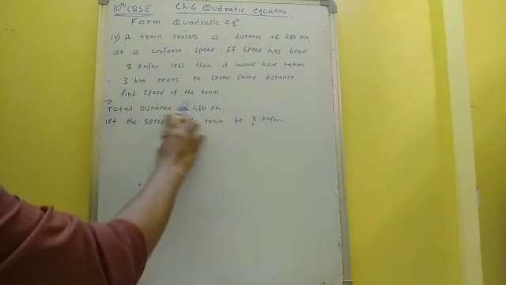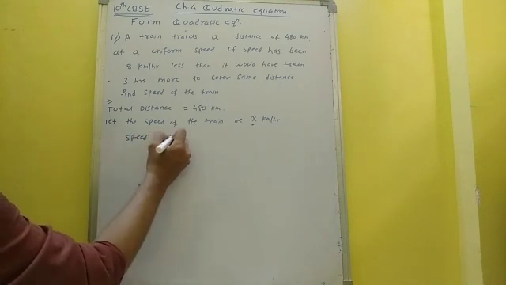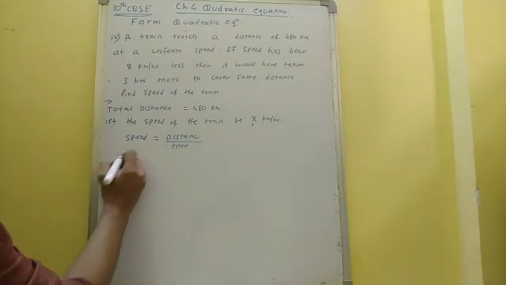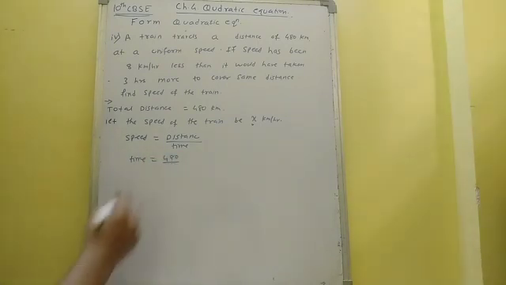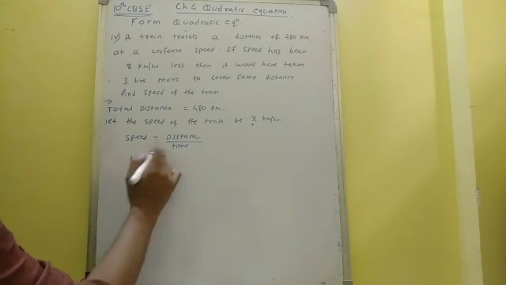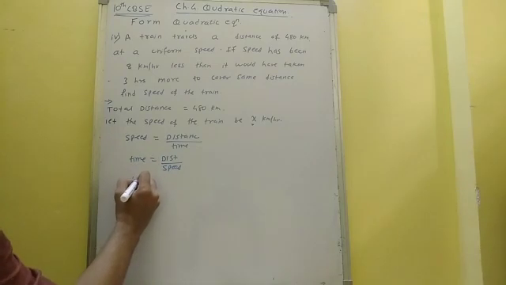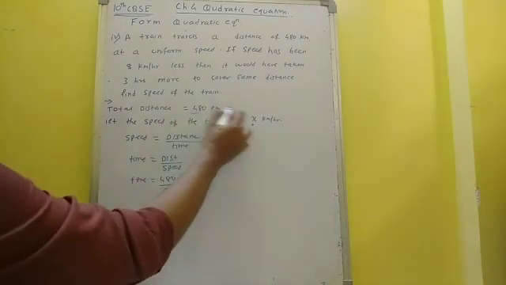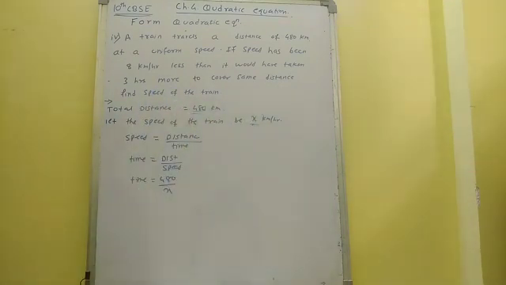Total distance is 480 kilometers, speed is x. We know that speed is equal to distance upon time, so time will go there. Time is equal to distance upon speed. So time is equal to distance 480 kilometers and speed is x at the initial stage, according to this information which I have taken. Total distance to cover is 480 kilometers, and I consider that the speed of the train is x.